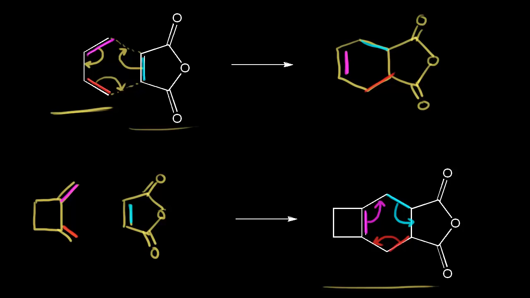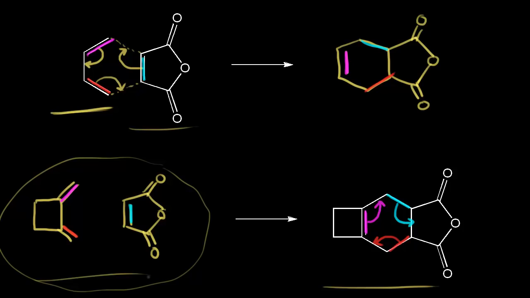To check yourself on a problem like this, you could just take the diene and the dienophile that you drew and double check and make sure they give you the product on the right. So thinking about the Diels-Alder reaction in reverse gets you your starting materials.